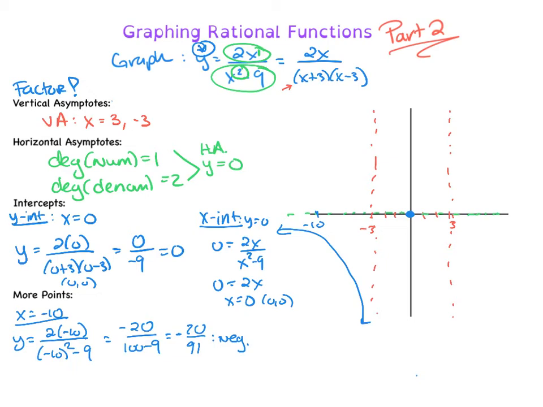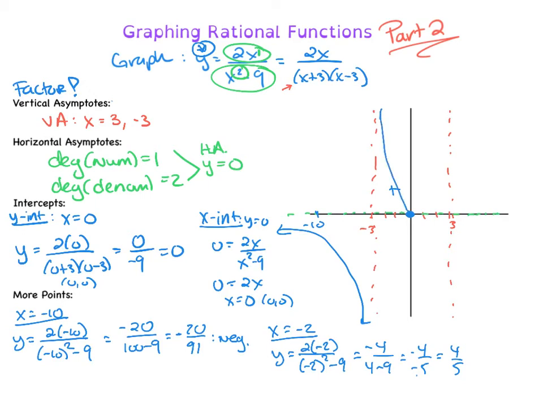Let's pick a value in here between -3 and 0. So let's pick x equals -2. So y would be 2 times -2 over (-2) squared minus 9. That's -4 over 4 minus 9, which is -4 over -5, or positive 4/5. I care less about what that number is and more about the fact that it's positive, so it's up here. I know that I have to have the graph obey the asymptote, so it has to go close to this red asymptote up here, and it has to touch (0, 0).